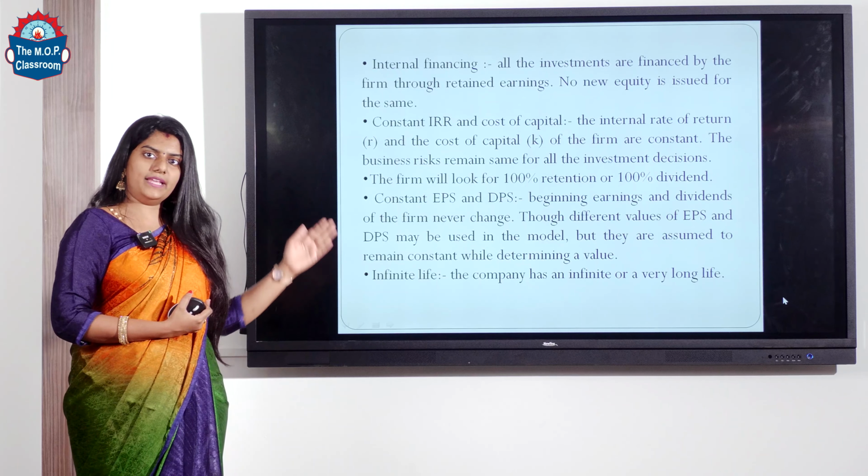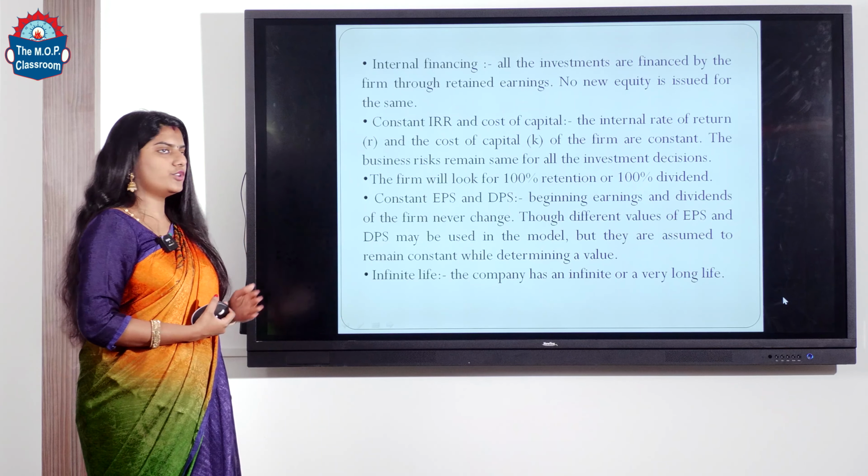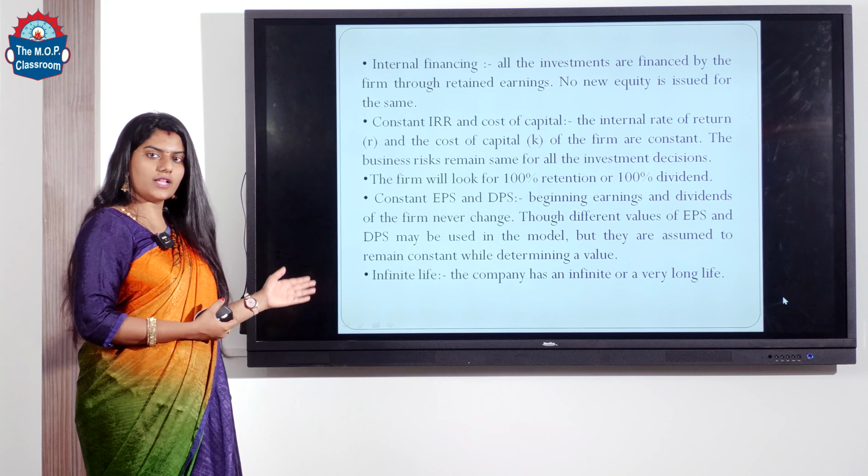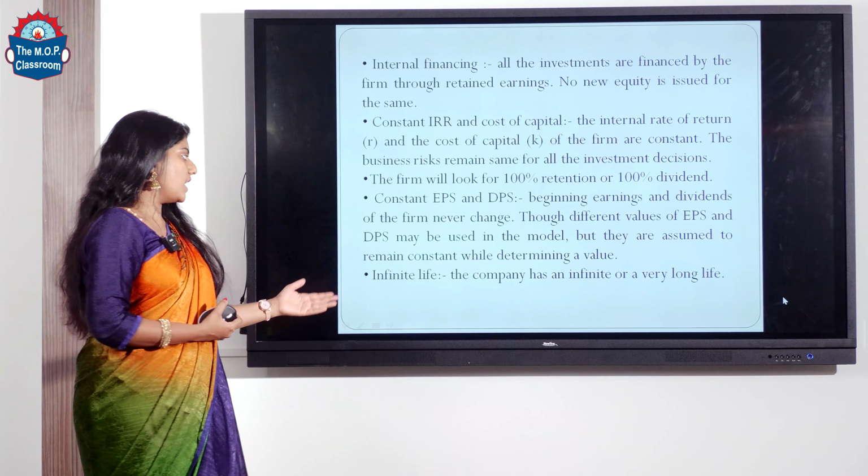The third assumption being they are following only two policies, 100% retention or 100% dividend. The next assumption being there's a constant EPS and DPS, and the last one being the company has a very long or an infinite time.